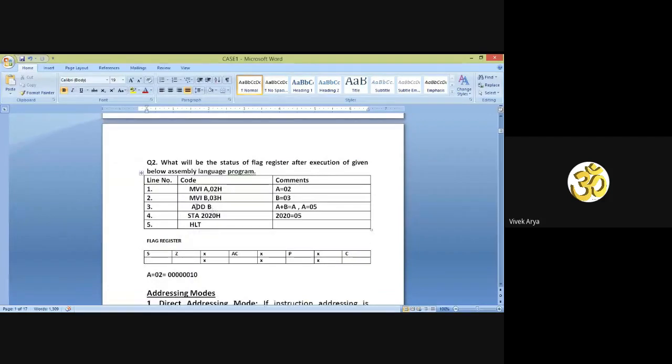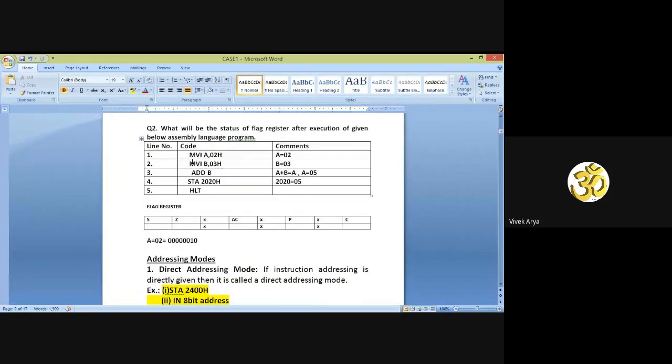This is one more example, a very good example. First instruction we have MVI A,02. That means 02 is immediately moved into register A. Second instruction we have MVI B,03H. That means 03 is moved into register B. So after execution of the first instruction, we have 02 in register A, and after execution of the second instruction, we have 03 in register B. Now come to the third instruction, that is ADD B.